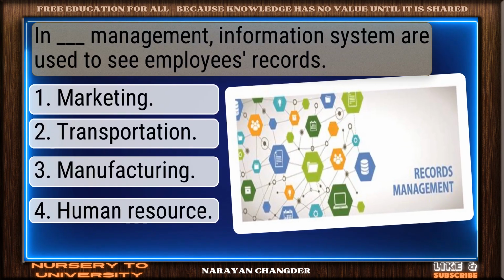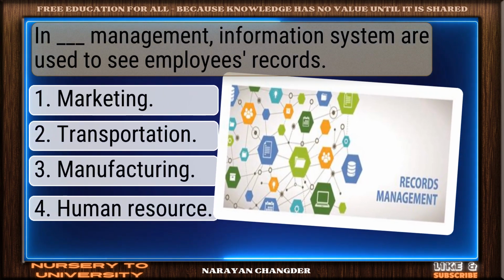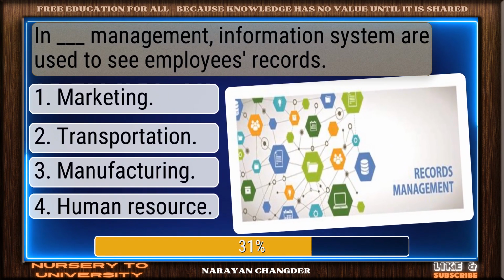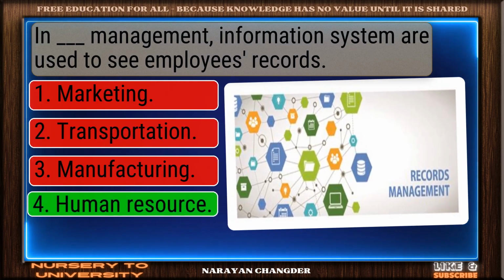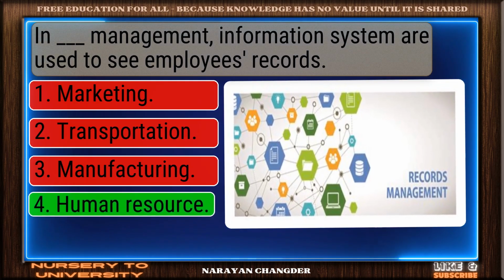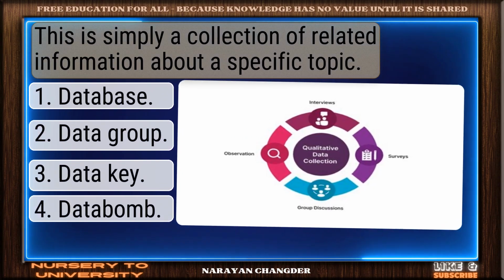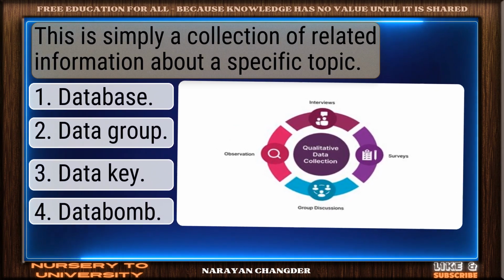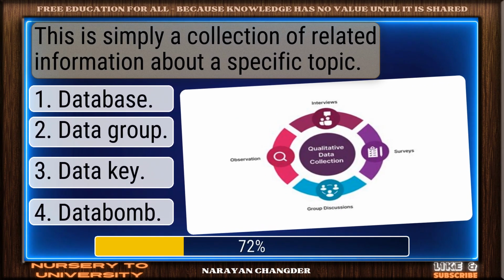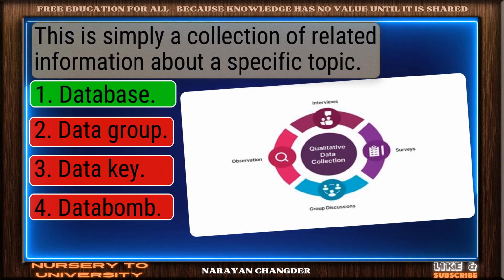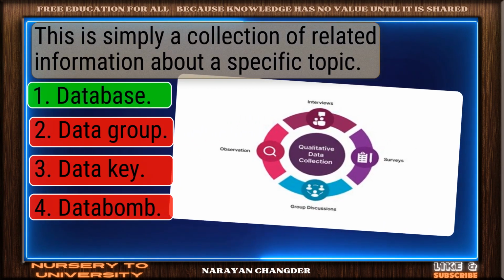In HR management, information systems are used to see employees' records. Exactly. Human resource makes sense. This is simply a collection of related information about a specific topic. Correct response. Database is accurate.